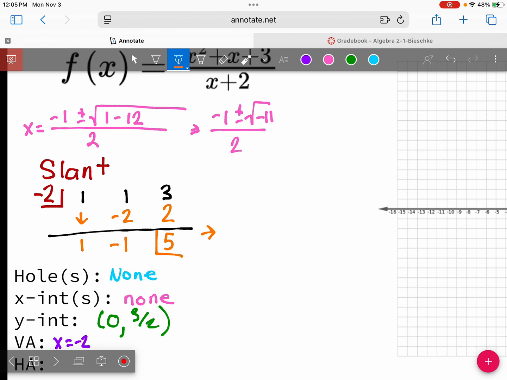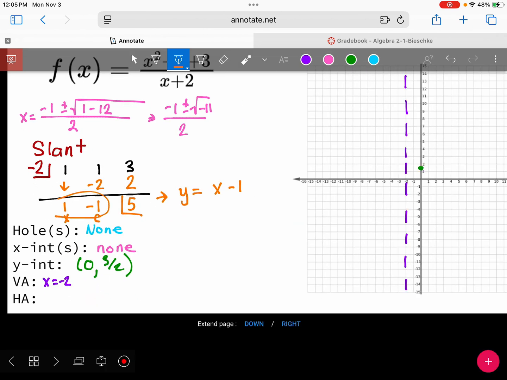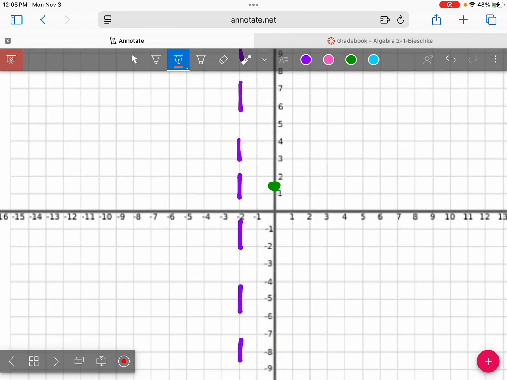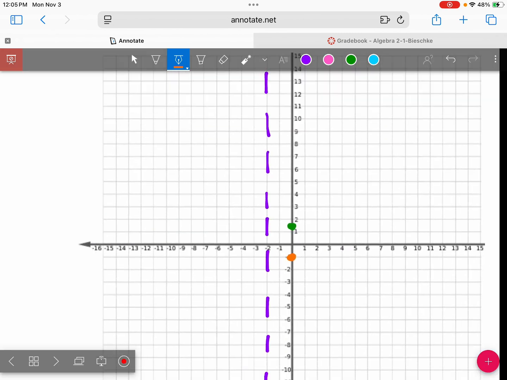So what this gives us is the equation of a line where this is our x and this is our constant. So we're going to have y equals 1x plus b, minus 1. And these two coefficients give us this line, and this is what we have as our slant asymptote. So it's going to be at the equation y equals x minus 1. Well, when we try and graph that, x minus 1, we have a y-intercept at negative 1, and our slope is 1, so we're going up 1 over 1. And we're going to wind up with a slant asymptote that looks like this.